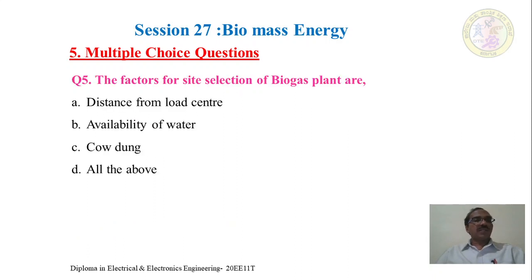The factors for selection of the biogas plant, what factors have we learnt? Let's check. Distance from the load center, yes. Availability of water, yes, plenty of water should be available. Cow dung, yes, it should be available. So the answer is all of the above.